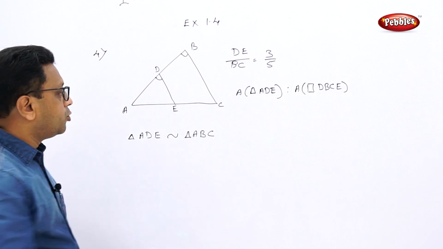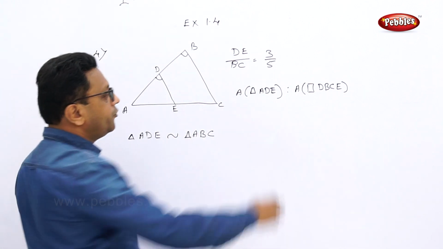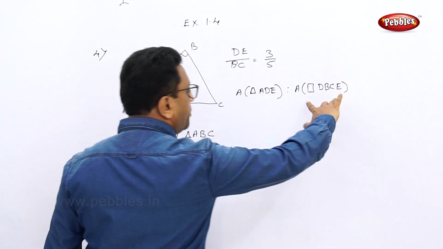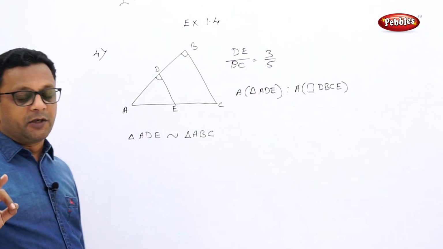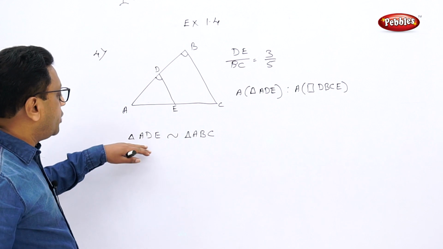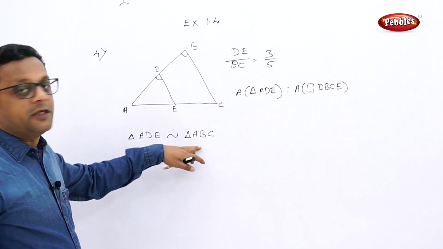Now here we have to find the ratio of this triangle's area upon this. This ratio we already have. The first step is very similar. You have to first prove ADE similar to ABC.